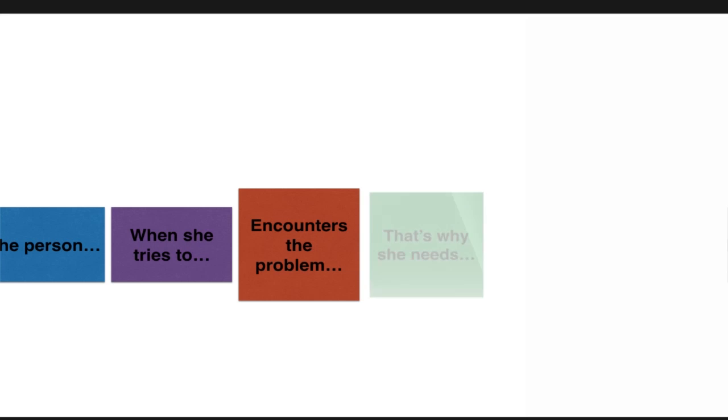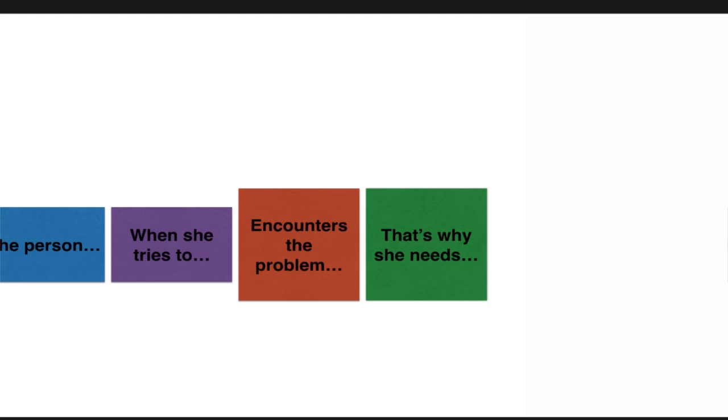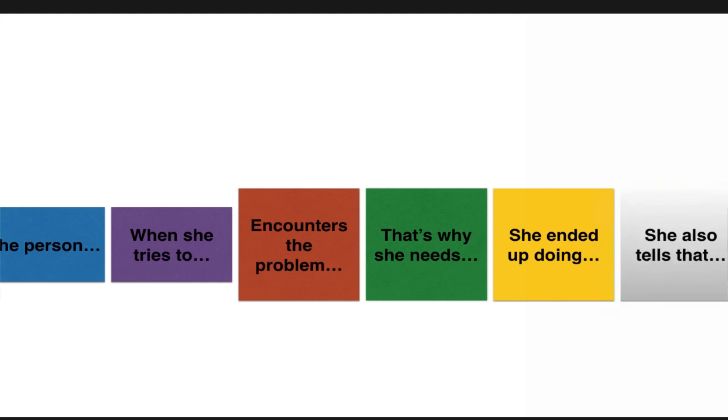There's too much paper. That's why she needs to be helped with this. She needs someone who goes through all the paperwork with her. That's what she needed. But what she ended up doing, actually, was just abandon. She didn't register for her training because it was just too much. And she also says that at some point, she will probably try to register again when the opportunity comes.